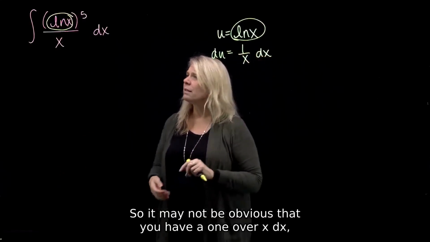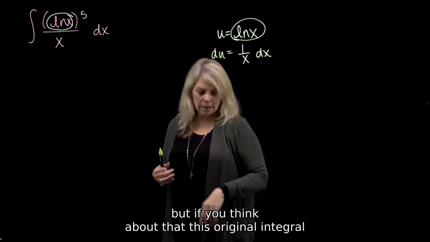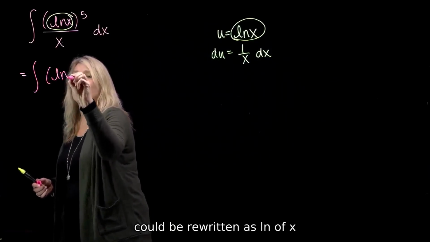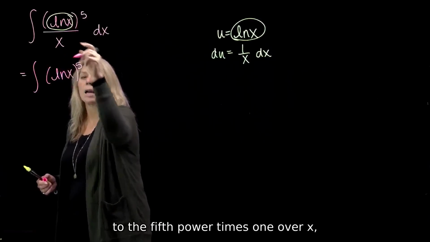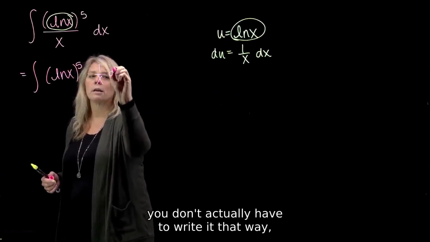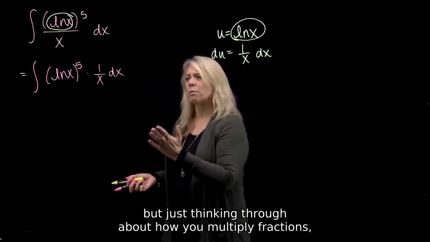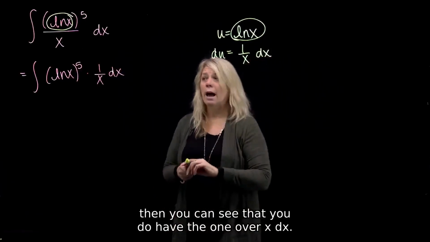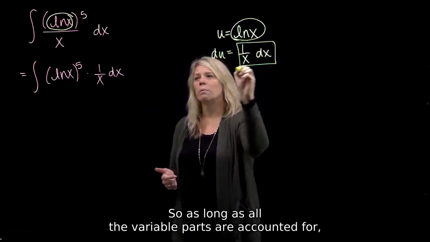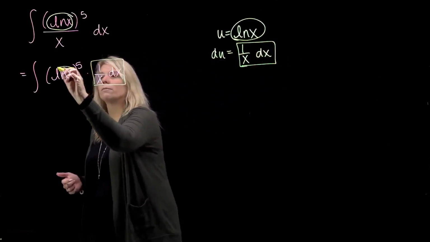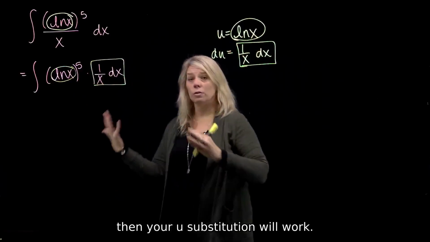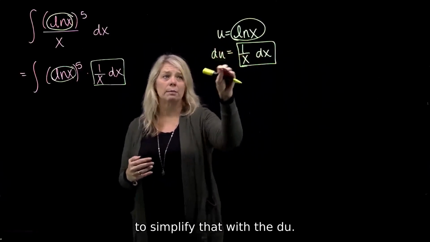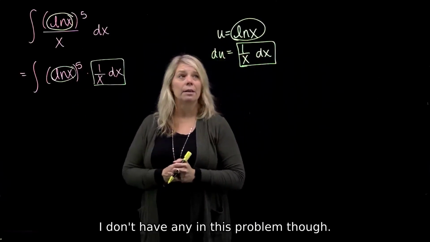It may not be obvious that you have a 1 over x dx, but if you think about how you multiply fractions, this original integral could be rewritten as ln of x to the fifth power times 1 over x. You don't actually have to write it that way, but once you see it can be rewritten like that, you can see that you do have the 1 over x dx. As long as all the variable parts are accounted for, then your u substitution will work. Remember, if you have extra constants, you can multiply or divide by those to simplify that with the du. I don't have any in this problem, though.